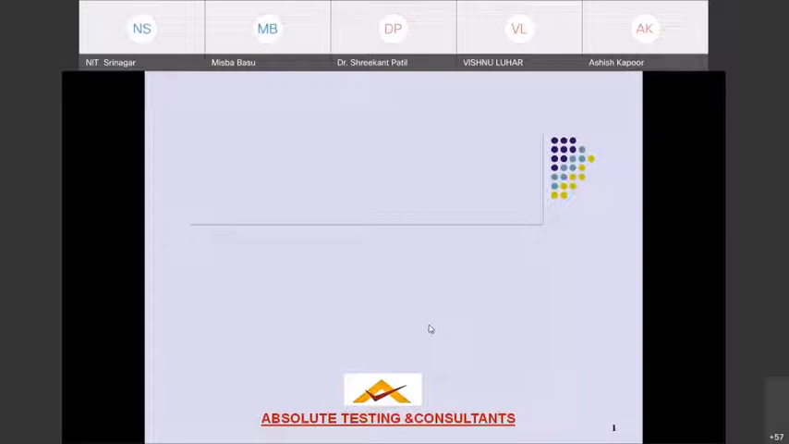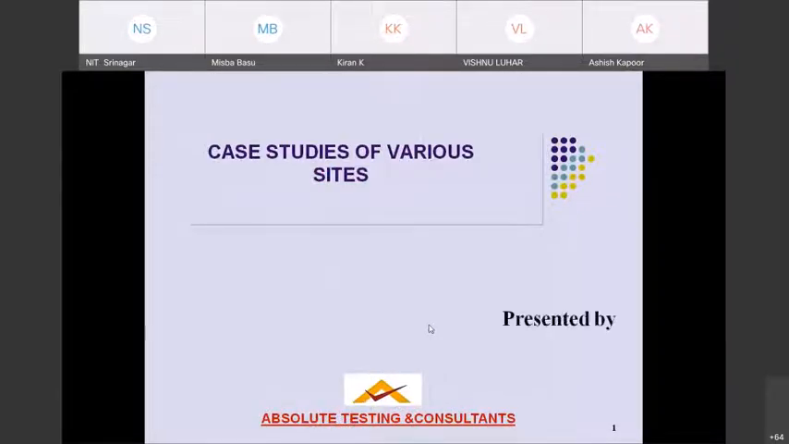So today, as ma'am told, we are going to discuss the various case studies and what type of challenges and problems we face during the condition assessment, or we call it health monitoring, of existing structures. Especially this entire session is toward the RCC structures, those civil structures which are in various areas. I think my screen is visible to all of you. Yes, it is visible. Okay.